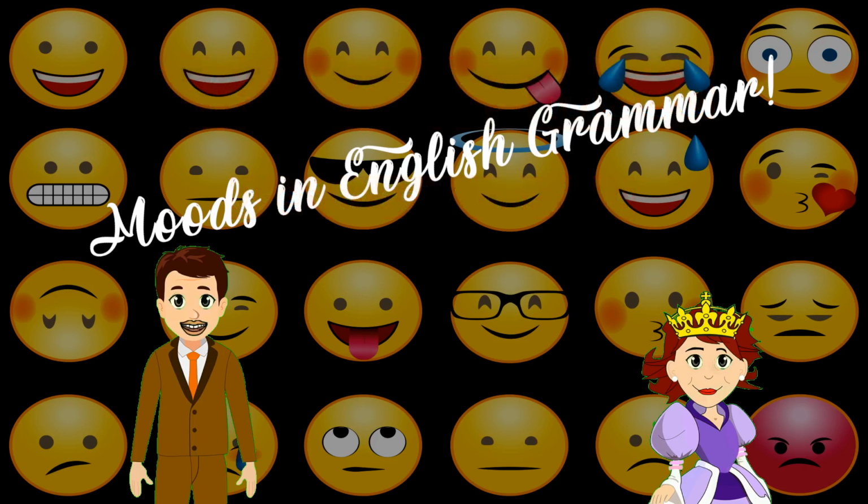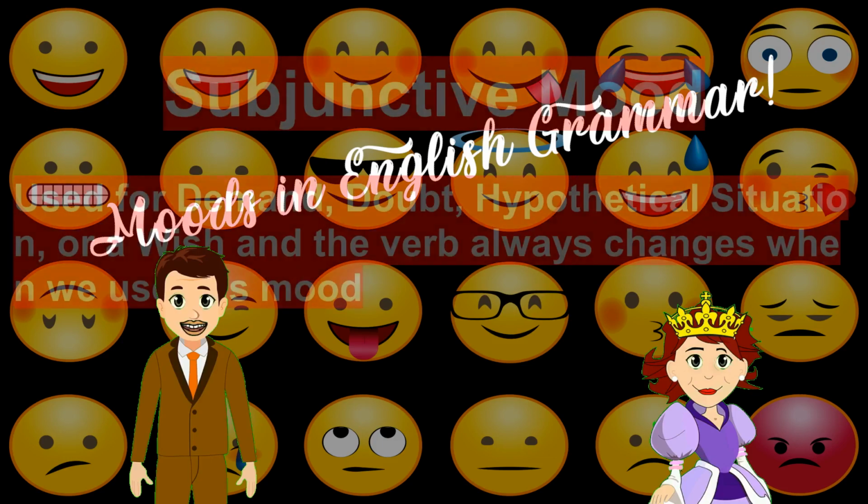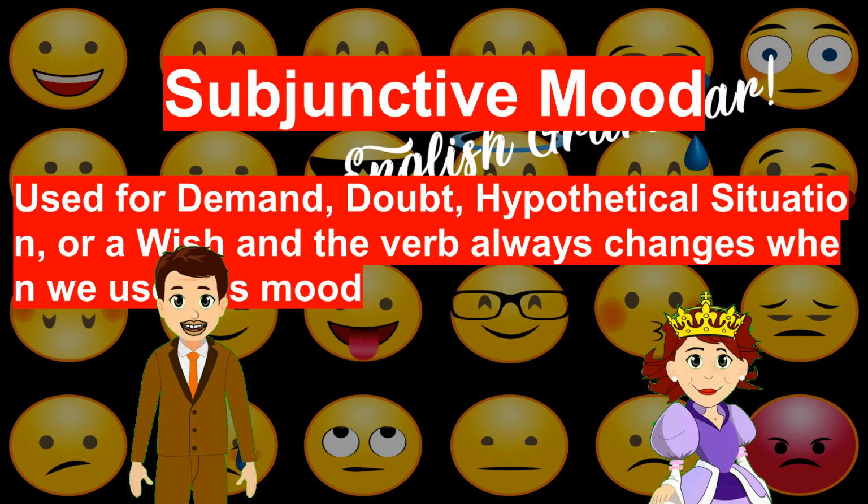And lastly, the last mood we can use in English grammar is the subjunctive mood. We use this mood to demand, doubt, hypothetical situation, or a wish. And the verb always changes when we use this mood. For example, in this sentence, the Queen made me eat dinner with her last night. We can see that this would be an example of a demand statement. Because when we use made in a sentence like this, someone is demanding someone to do something.